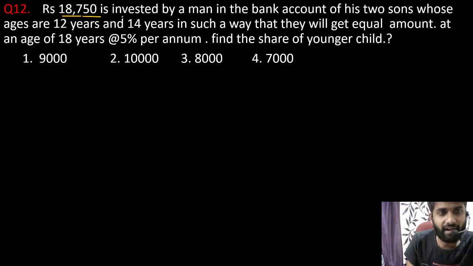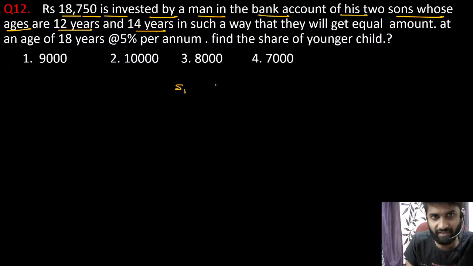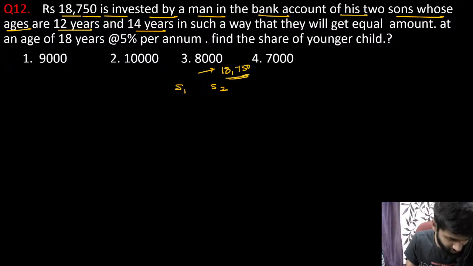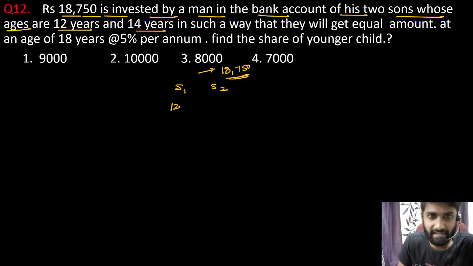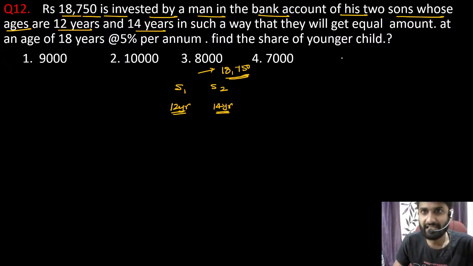A man invested 18,750 in a bank account for his two sons, whose ages are 12 years and 14 years. Now see, there are two sons, S1 and S2, and the total amount is exactly 18,750. He deposited it at a bank. One person's age is 12 years and the other person's age is 14 years. Those are the ages of the two sons. It is invested in such a way that they will get an equal amount.